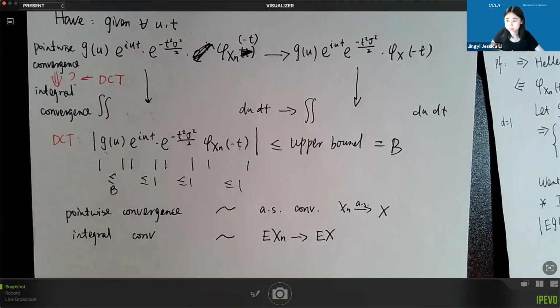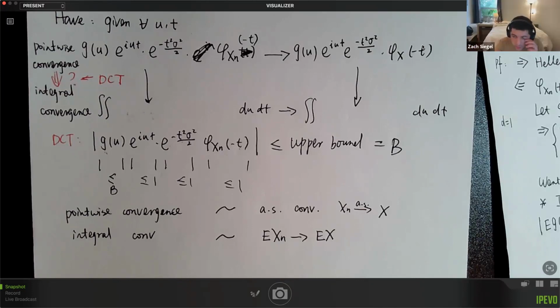Yeah. So you're associating pointwise convergence with almost sure convergence, but of course, pointwise convergence of the CDF is just convergence in law, not almost sure convergence. So when you say pointwise convergence, you mean like pointwise convergence of an arbitrary function of the CDF? An arbitrary function, yeah, definitely an arbitrary function.